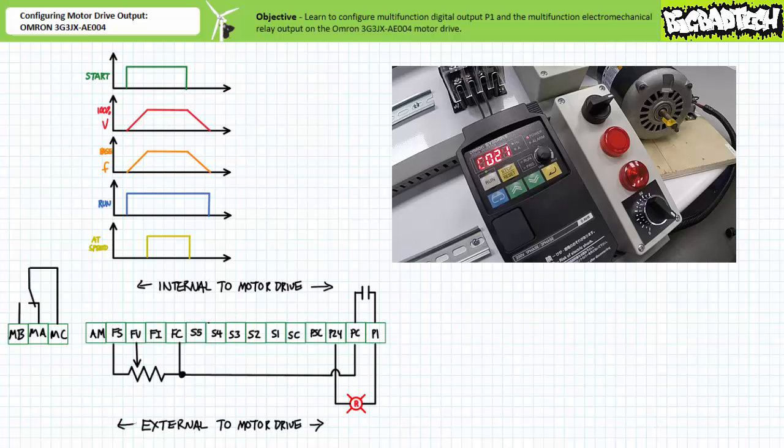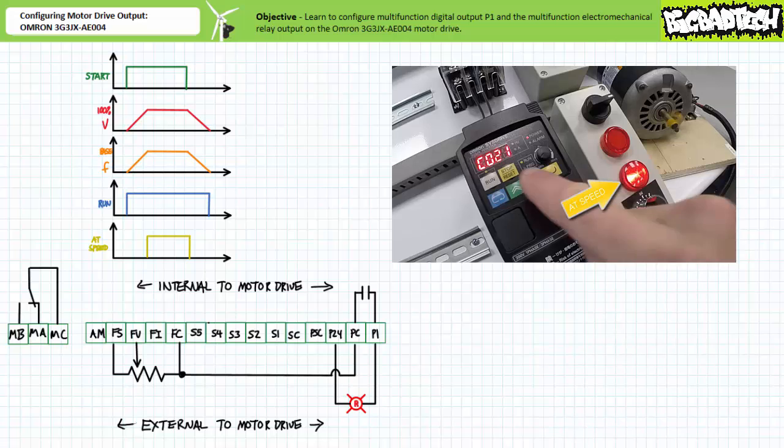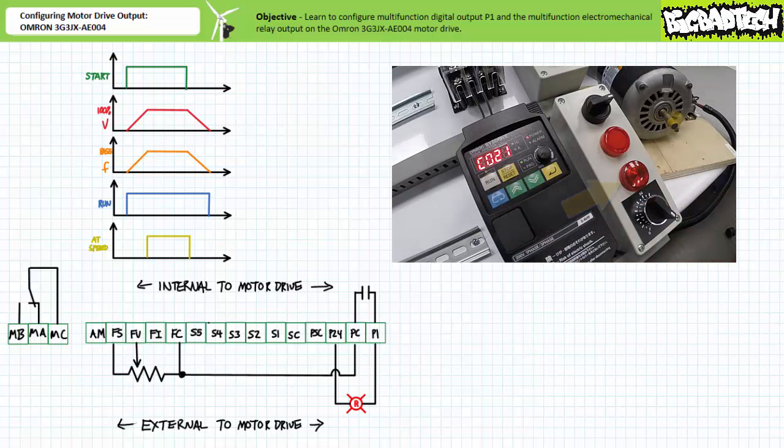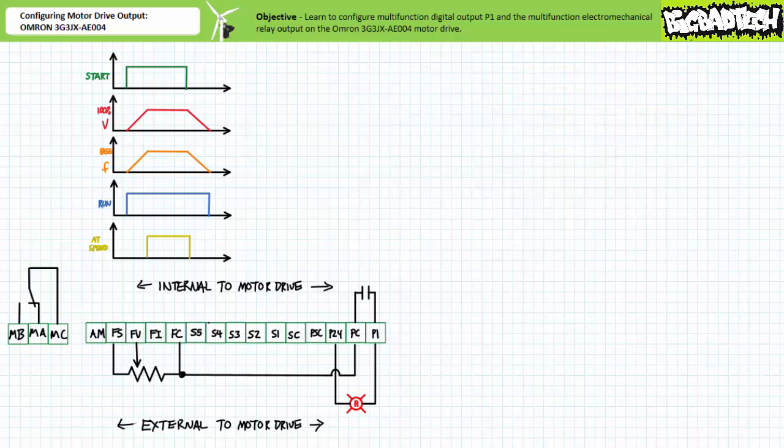When an operator presses run, the pilot lamp switched by multifunction digital output P1 in constant speed arrival mode remains unilluminated during the acceleration period. As expected, the pilot lamp in 01 constant speed arrival mode illuminates only when speed stabilizes. When an operator presses stop, the pilot lamp in 01 constant speed arrival mode turns off during the deceleration period.